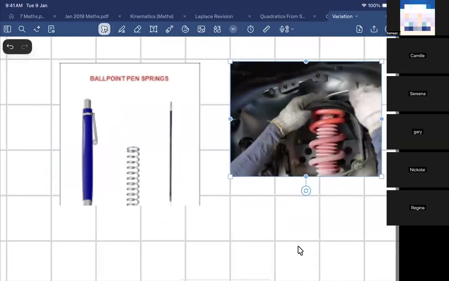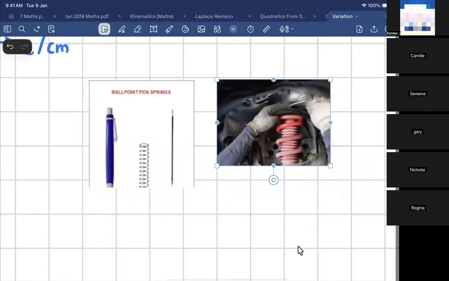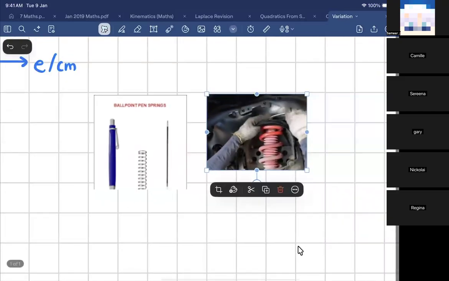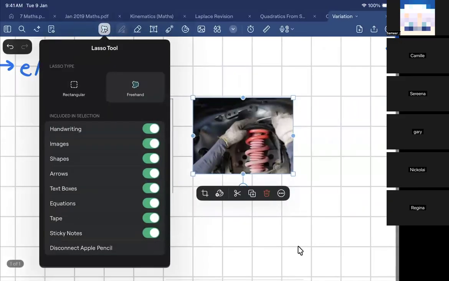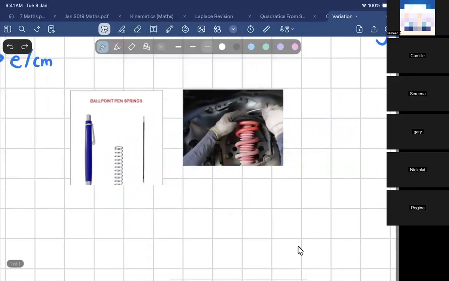So Serena, the point I'm trying to make is different springs are going to have different levels of stiffness. So you can't just say that when you apply a force, the extension would increase by the same amount. You need to actually figure out K, the spring constant. So I'm going to show you how to do that.